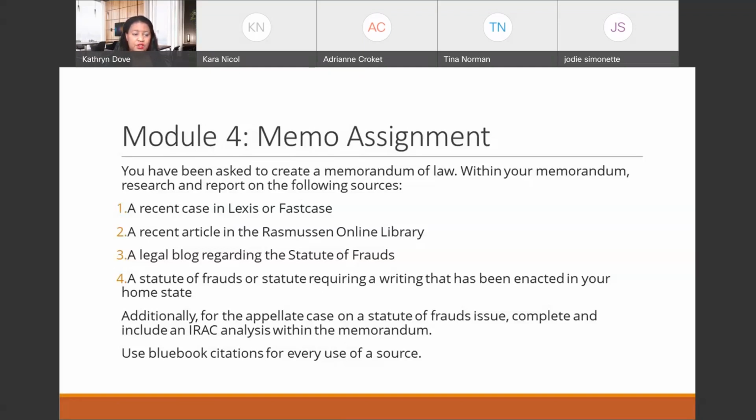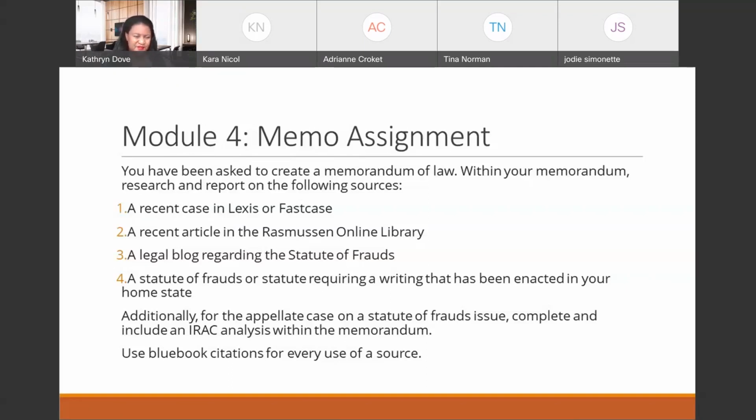So whatever state you're in, search that state on Lexis Advance, type in the word statute of frauds, look under your state statutes, and then put that in your memo.